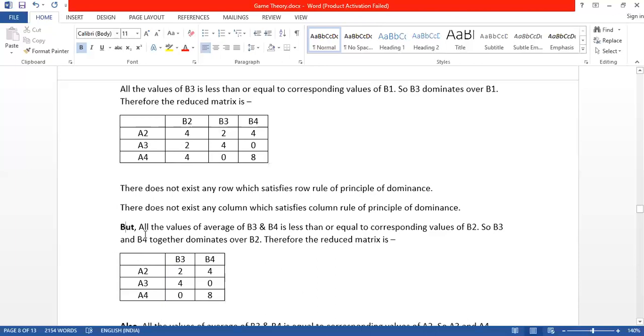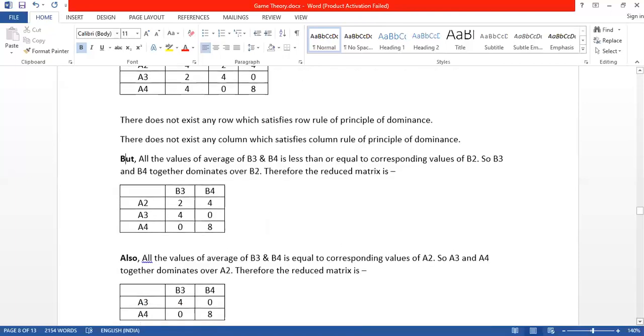So that is what has been written. All the values of the average of B3 and B4 are less than or equal to the corresponding values of B2. That means that the average column is dominating over B2, and that average column is determined by taking the average of B3 and B4. So B3 and B4 together dominate over B2. So we don't require B2 now, right? Because B3 and B4 clubbed together dominate over B2. So we have eliminated B2 in our reduced matrix. Therefore, the reduced matrix is this.